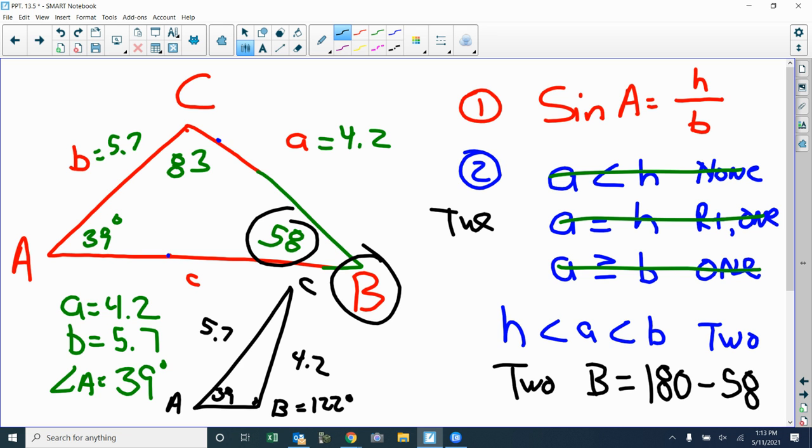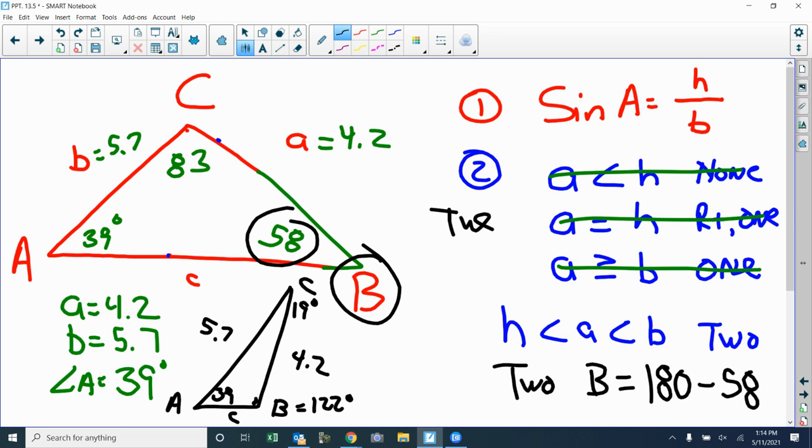Well, angle C is pretty easy, right? 122 and 39 add up to whatever, and angle C, I think I got it at 19 degrees. I'm not going to continue on to finish side C, you can get it, right? That's just law of sines.